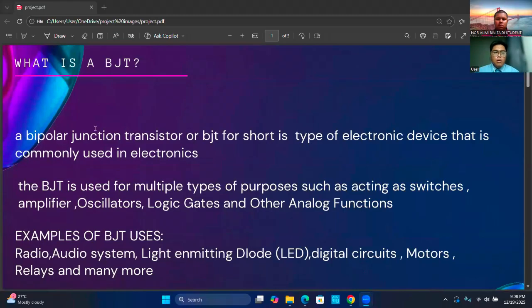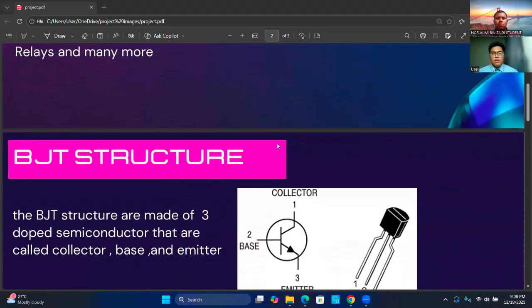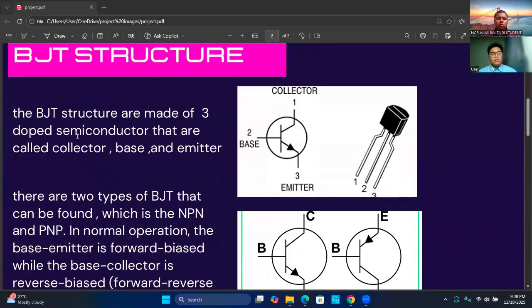A BJT transistor, or bipolar junction transistor, is a type of electronic device that is commonly used in electronics. It is used for multiple types of purposes, such as acting as switches, amplifiers, oscillators, logic gates, and other analog functions. Some of these functions can be found in audio systems, radios, LEDs, and many more. The basic structure of a BJT is made out of three doped semiconductors that are called collector, base, and emitter.